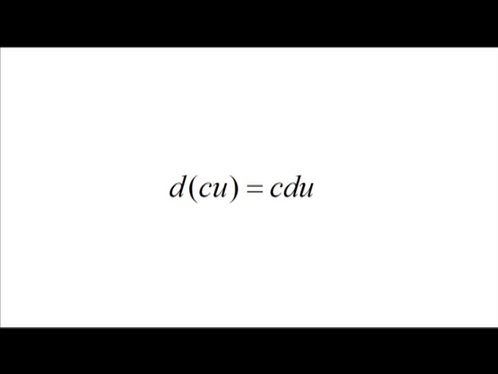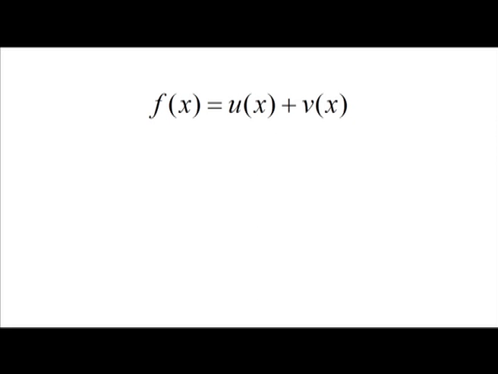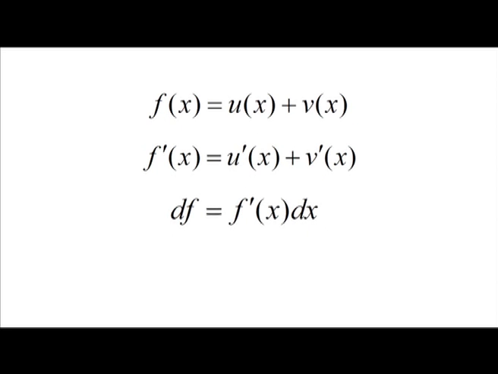Similarly, it can be shown that d of cu is equal to c times du. This is the constant multiple rule for differentials. Now, taking f of x is equal to u of x plus v of x, where u of x and v of x are two functions of x, we have by the sum rule of differentiation f prime x is equal to u prime x plus v prime x, and hence df is equal to f prime x dx becomes df is equal to (u prime x plus v prime x) times dx.